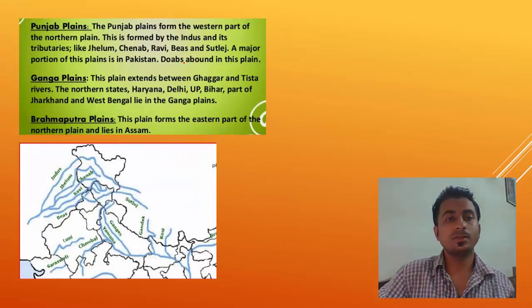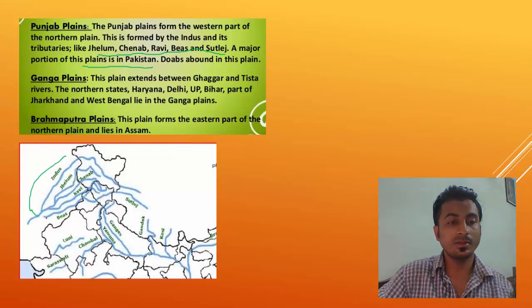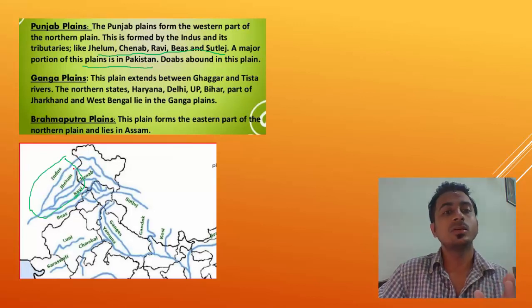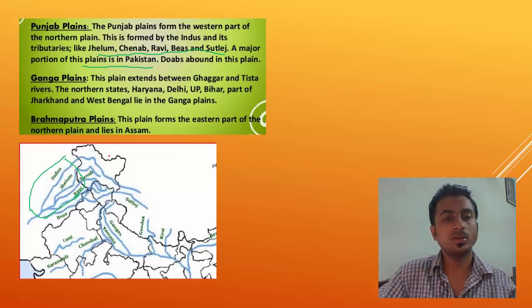So Punjab plains form the western part of northern plains. And see, here they have given the tributaries. I told you earlier, now you can remember Jhelum, Chenab, Ravi, Beas, Satluj. These are the tributaries of Indus and they make the Punjab plains. And a major portion of these plains is in Pakistan also, because you can see these rivers are here also, and this is not in India, this is in Pakistan. So the Punjab plains are in Pakistan also.